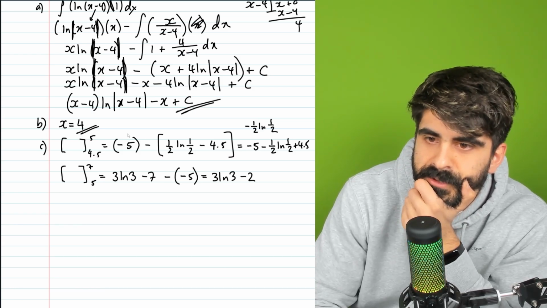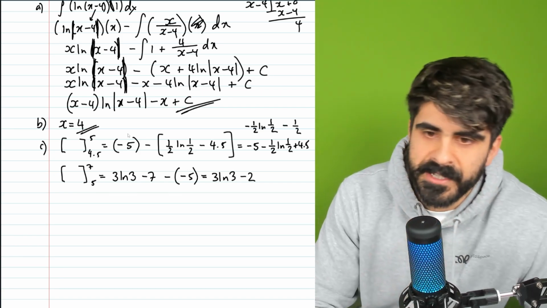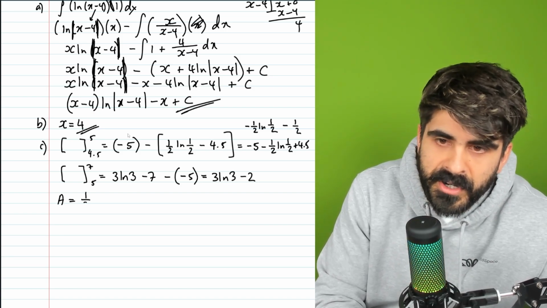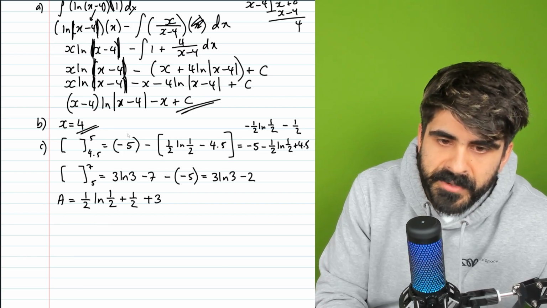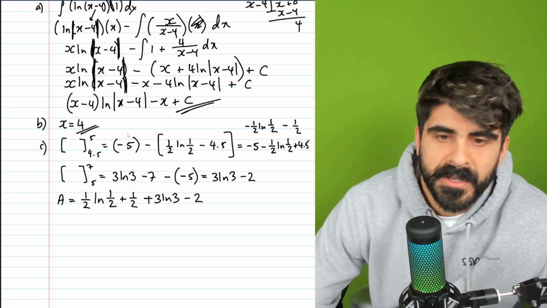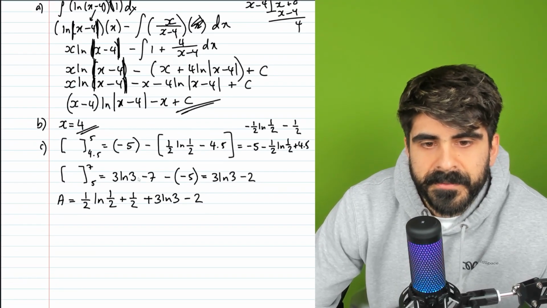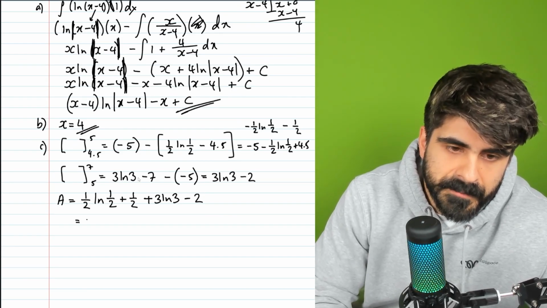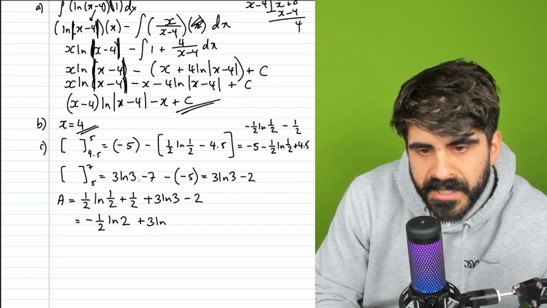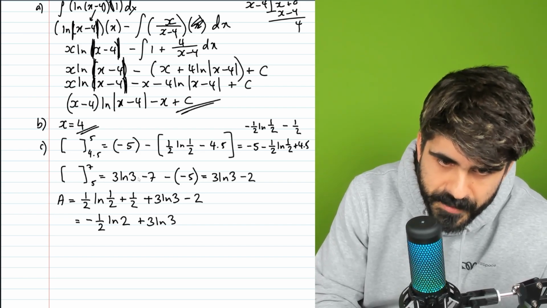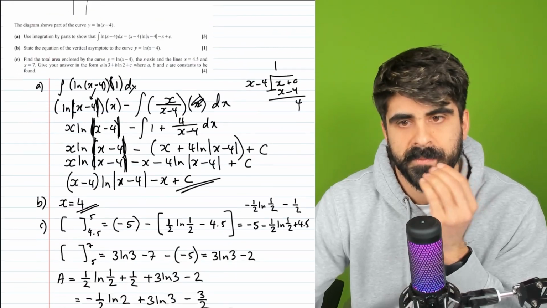4.5 minus 5 is minus a half. Now that's obviously negative, so I need to make it positive. So our area is a half ln of a half plus a half plus 3 ln 3 minus 2. In terms of the form they want, a ln 3, b ln 2, okay, that's easy. So this is minus a half ln 2 plus 3 ln 3, and a half minus 2 is minus 3 over 2, isn't it? For 4 marks.